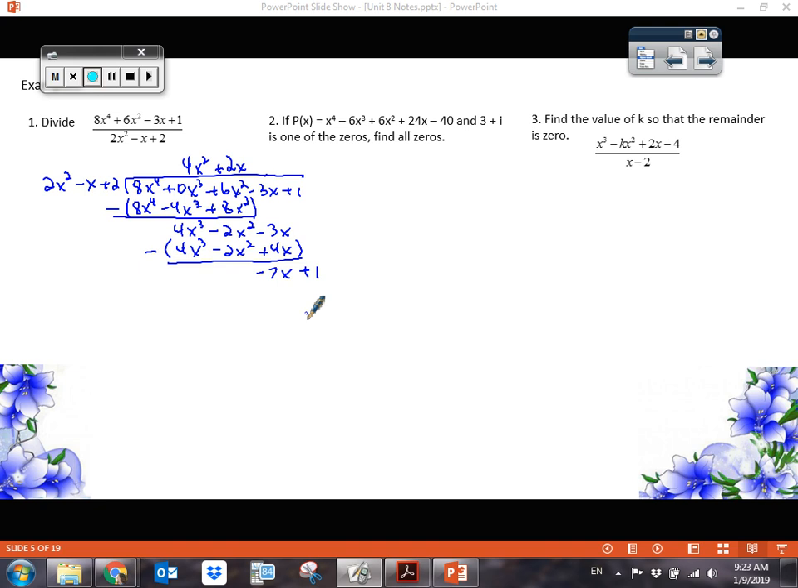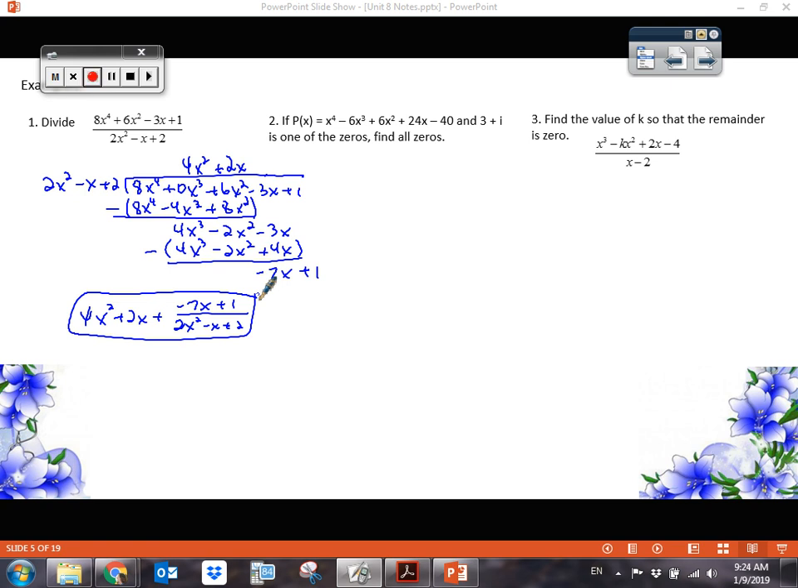Why would we do this in calculus? If I was asked to integrate this fraction, this is how I would start. I would do long division. And then I'm going to integrate this whole part, those are whole numbers, and this is a fraction. So this is what I would integrate: 4x squared plus 2x plus the fraction negative 7x plus 1 over 2x squared minus x plus 2. That is how I always want you to write your answers. Always, with the whole portion and the fraction portion, because that's what you would be using it for next year.